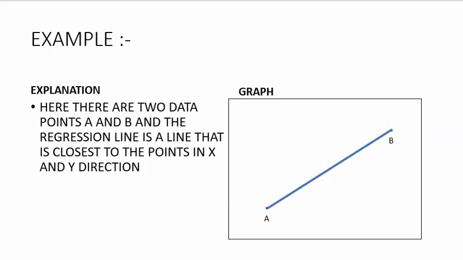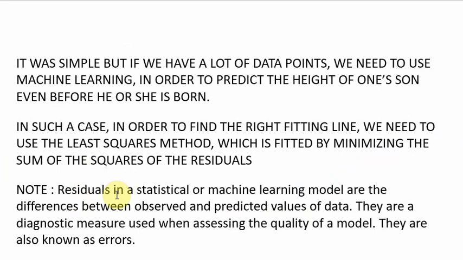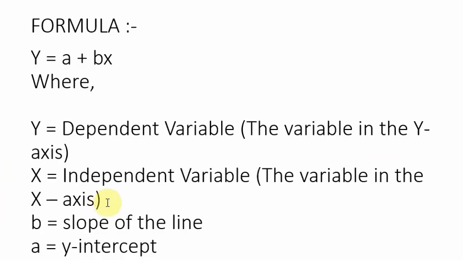Alright, so b is the slope of the line. Slope refers to the steepness of the line. Here it's 0. And a is the y-intercept. The y-intercept is the value at which x is equal to 0.